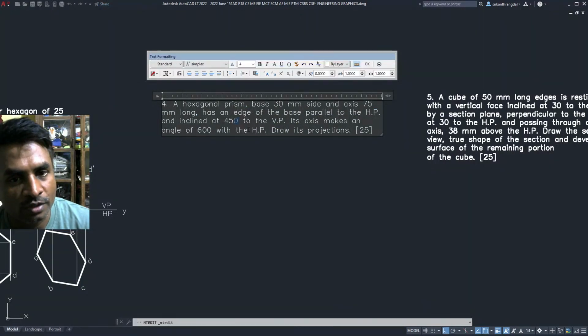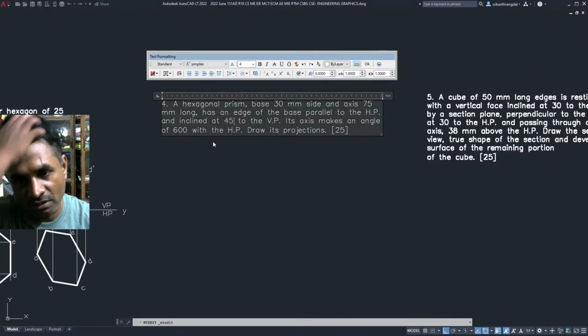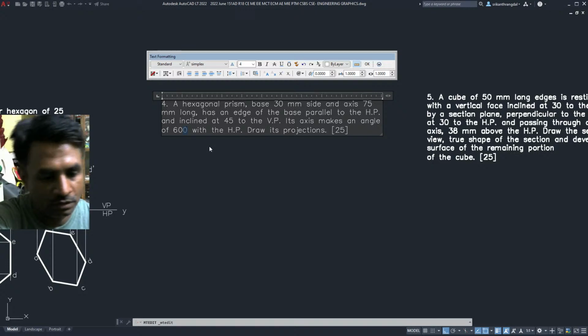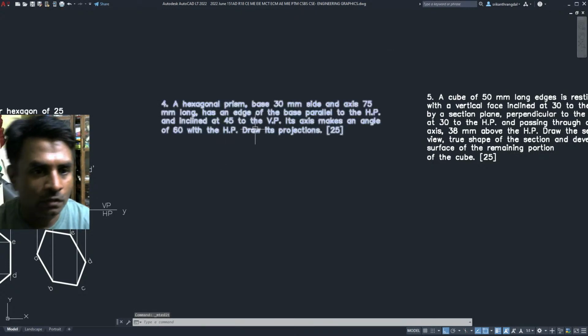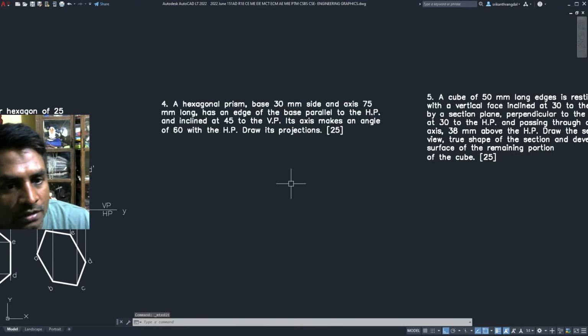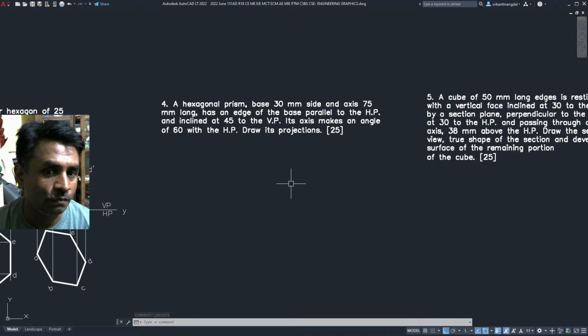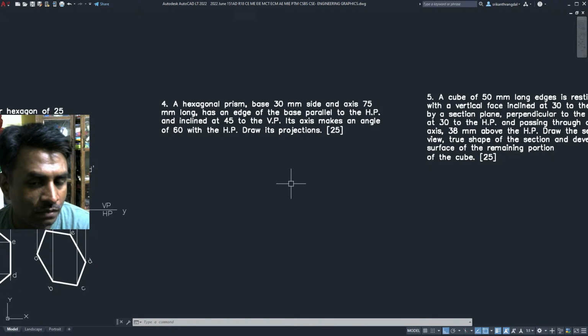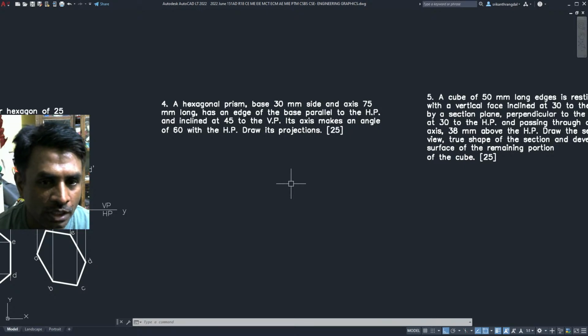When I copy it from the PDF, the degree is actually converted into a 0, and that's why it's written that way. So the edge of the base is parallel to HP and inclined at 45 degrees to VP, and its axis is making an angle of 60 degrees with HP. We are supposed to draw the projections. All right, let's see how many angles are there. There are two angles.